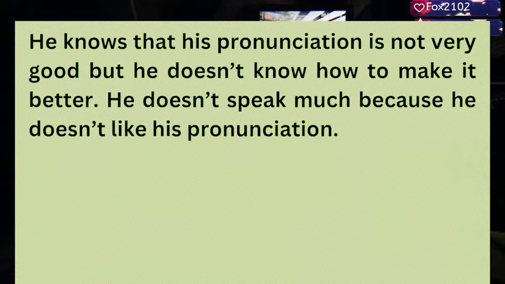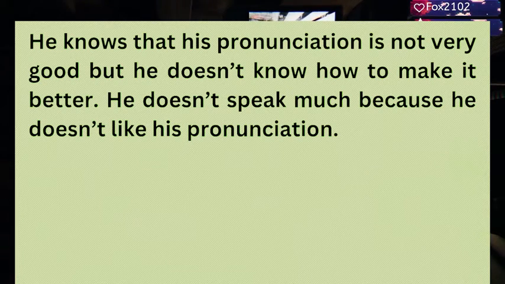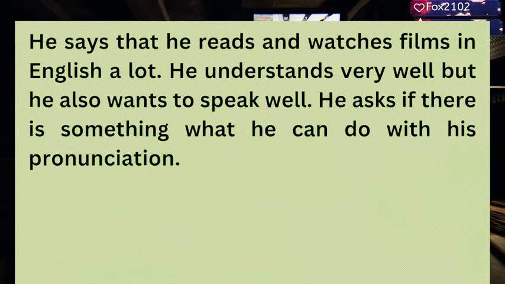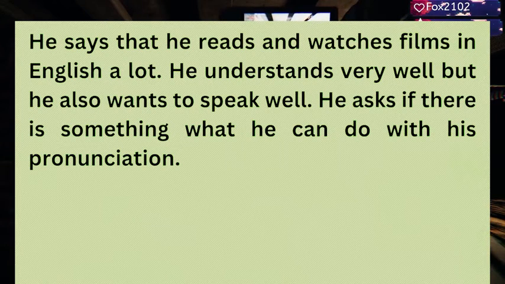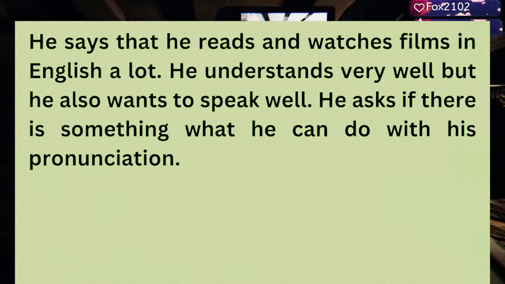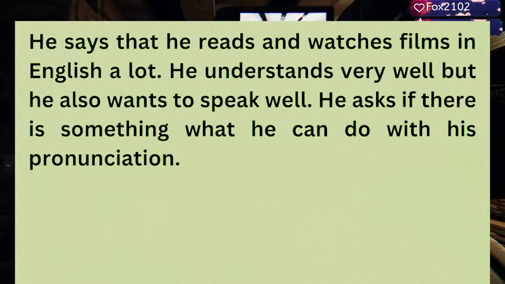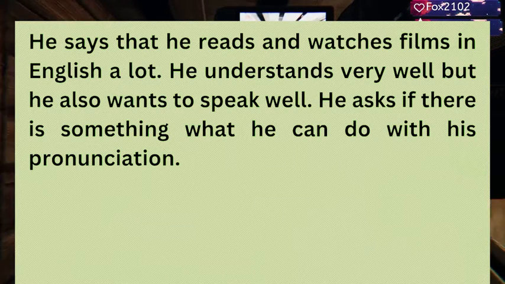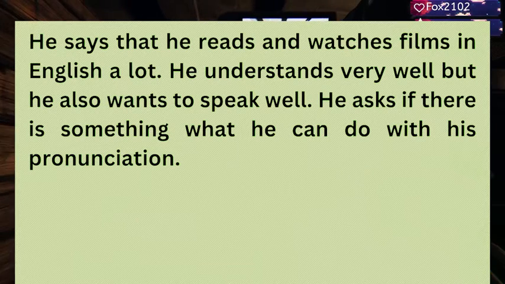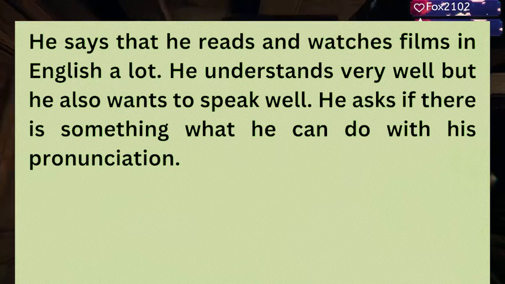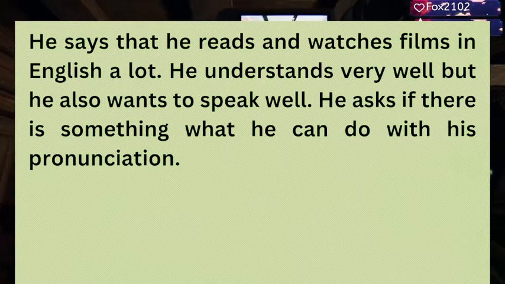He doesn't speak much because he doesn't like his pronunciation. He says that he reads and watches films in English a lot. He understands very well, but he also wants to speak well. He asks if there is something that he can do with his pronunciation.